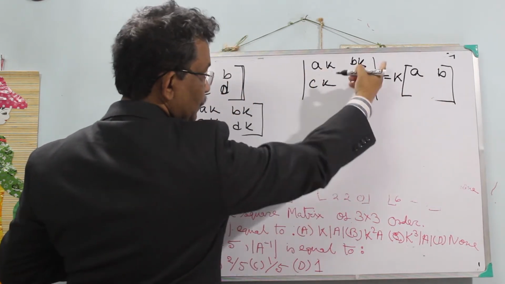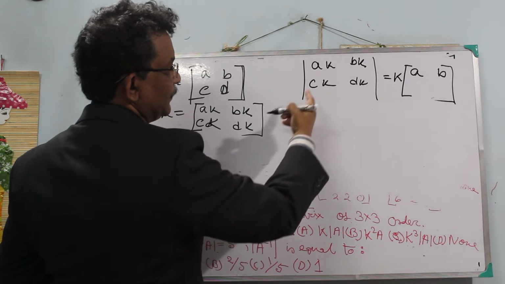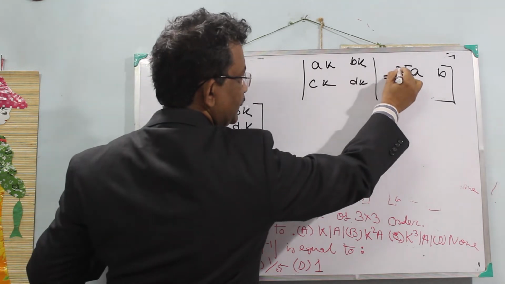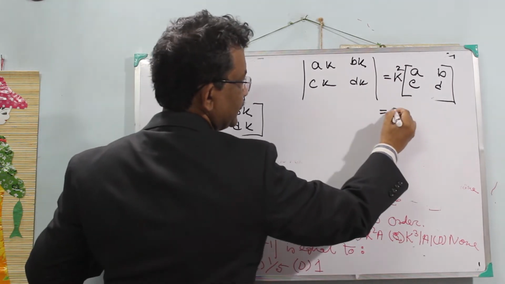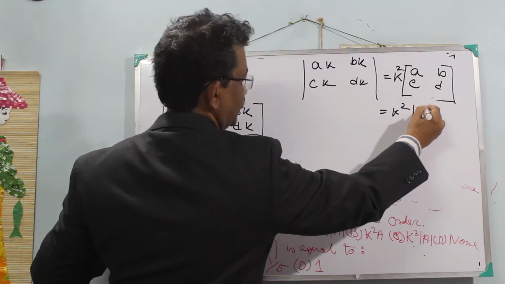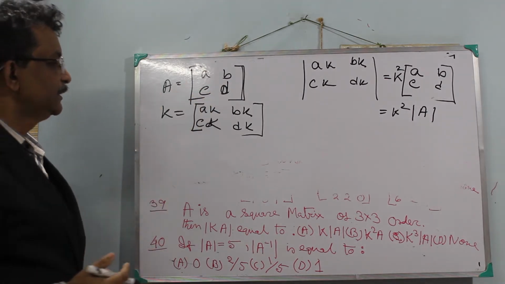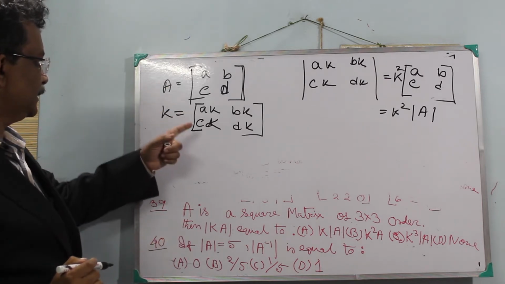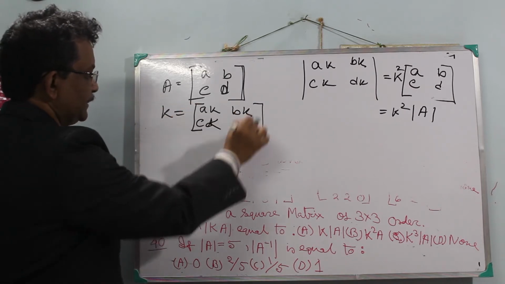Each element of a row is divided by K, but the rest remains the same. So if I again take K from this row, it will be K square. So C plus D, that means it is K square into A, B, C, D. So if it is of order 2, and each element of a matrix is multiplied by K, the matrix becomes like this.